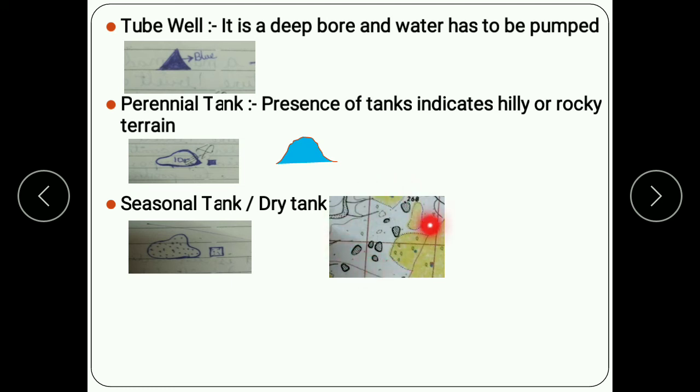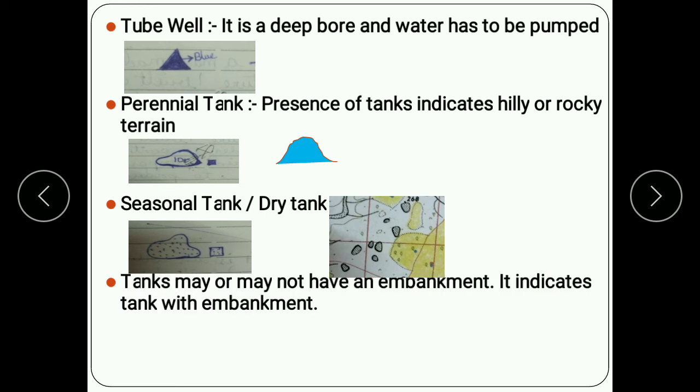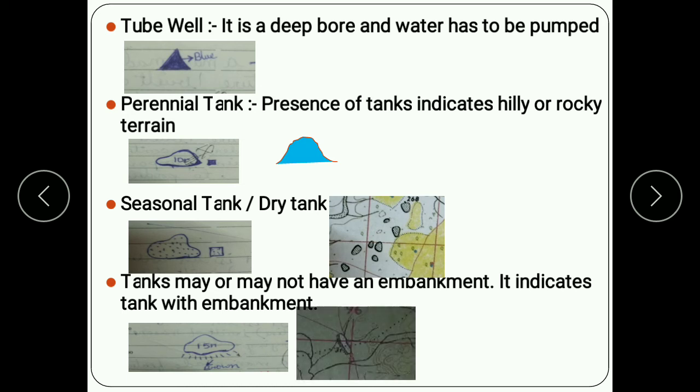Next, tanks may or may not have an embankment. This indicates a tank with embankments. There are so many tanks, you will find that some tanks are just lying like this, with an outline, and some other tanks you will find with an embankment. That means boundaries are given there.